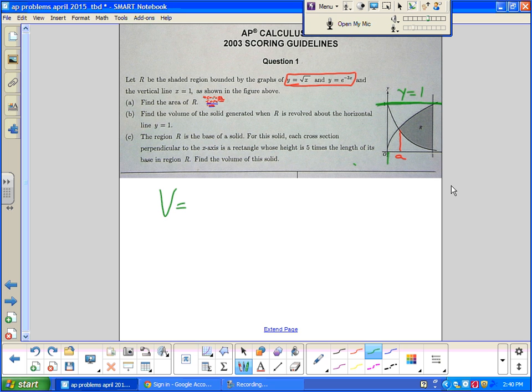So volume equals, huh? A washer. I'm sorry, I said disk, didn't I? No, it's a washer. Yeah. God, I can't even joke with John right. I made the wrong joke.